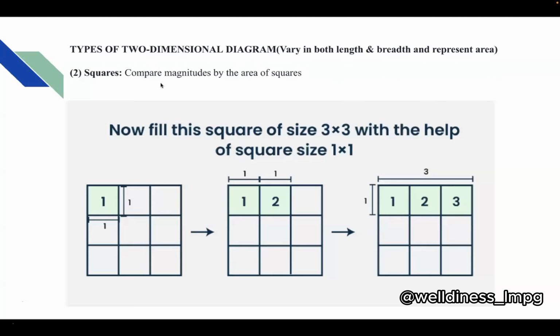Now, for squares, they compare magnitude by area of squares. I don't know if you have seen all these puzzles where they ask how many squares are in this picture. In this case, you can see there's 1, 2, 3, 4, 5, 6, 7, 8, 9. There's one more square here, making 10. Another square here, making 11, another making 12, another making 13. Is that all? Okay, and I think there's a general square making 14. I don't know if I'm correct, but I think there are about 14 squares here.